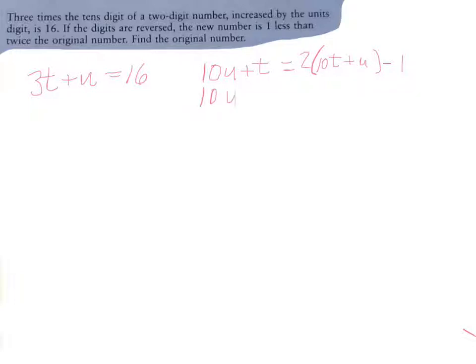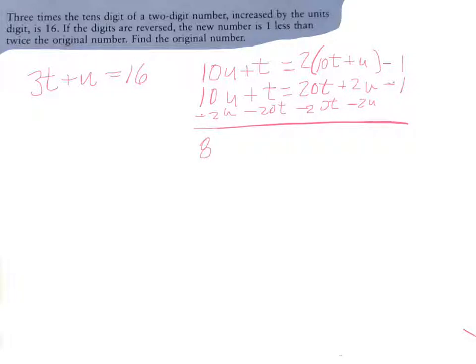We're going to simplify this equation by multiplying with the distributive property. This is 20t plus 2u minus 1. I'm going to subtract 20t from here. I'm going to subtract 2u and get 8u minus 19t should equal -1. So these are our two equations right here.